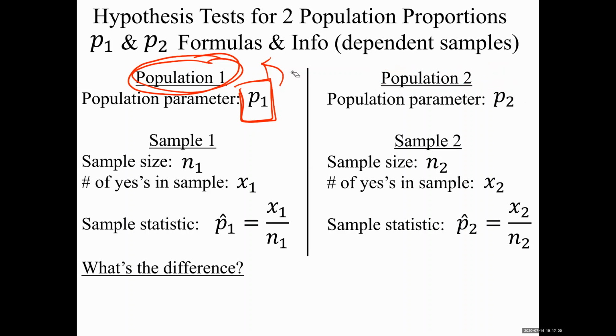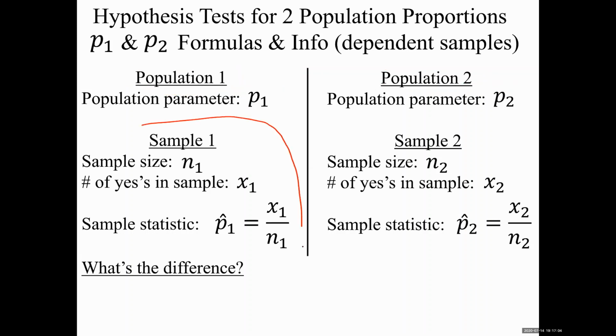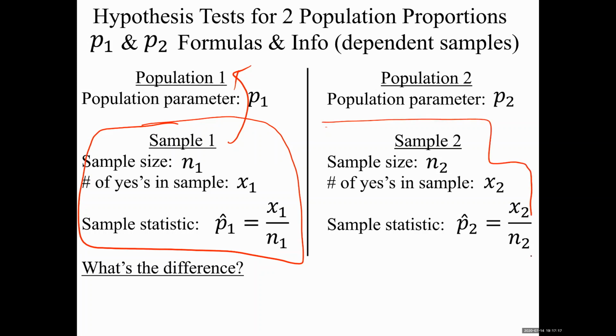Then after you write down the populations and the population parameters, you're going to write down all your sample information. So all this stuff you're going to write down involving sample 1. And again, sample 1, because I'm using a 1, I'm saying that sample was drawn from population 1. And then you're going to write down all the sample information for sample 2.